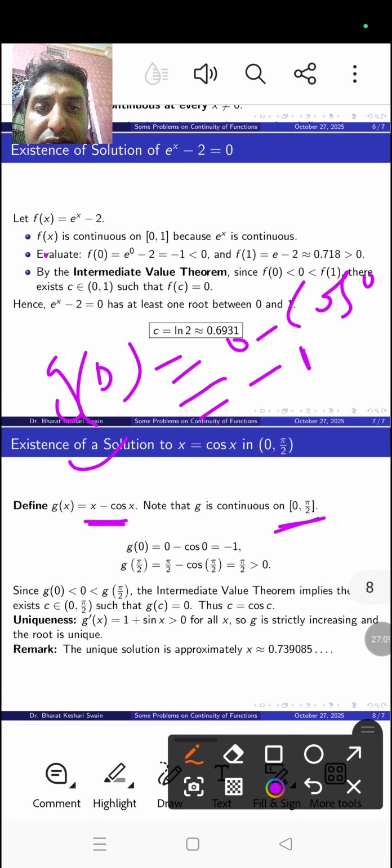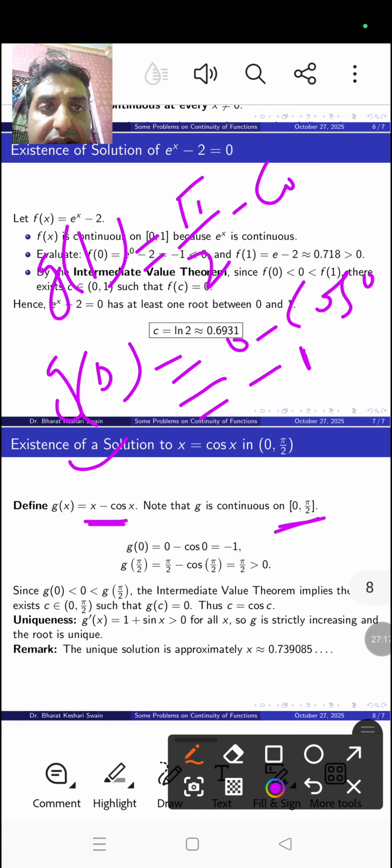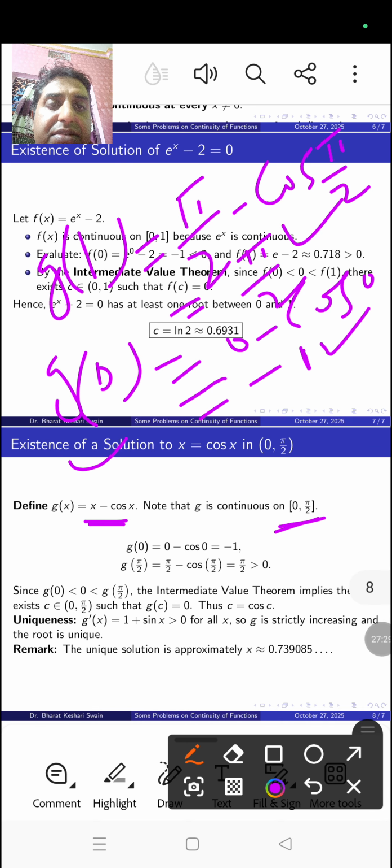And what is g of pi by 2? Put pi by 2 in place of x. So it is pi by 2 minus cos pi by 2. Cos pi by 2 is 0, so it is only pi by 2. Now see here, g of 0 is negative and g of pi by 2 is positive.